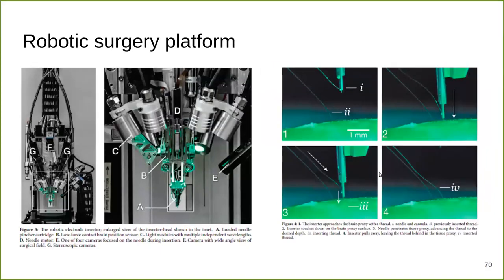So this surgery platform here is on the picture from the original paper by Neuralink. And the advantage of this type of robotic platform is that it can introduce very small electrodes with a very high precision inside the brain. So in this case, it's a replica of the brain, but it can introduce the small electrodes into the brain with a very high precision.